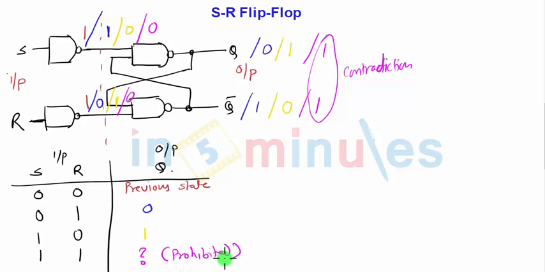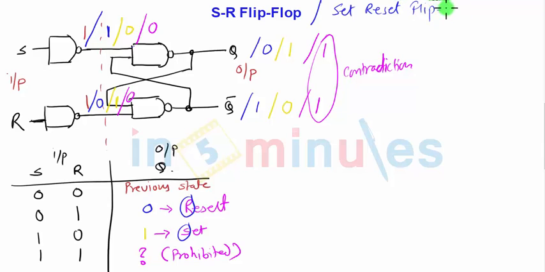Now, one thing you might not have noticed: why am I calling it an SR? Because if the S bit is 1, the output is 1, Q is equal to 1. This implies that Q is set. If S is 0, that is, R is 1, the output is 0, which implies that the flip-flop is reset. It is reset to 0. That's why this flip-flop is called an SR flip-flop, or set-reset flip-flop.